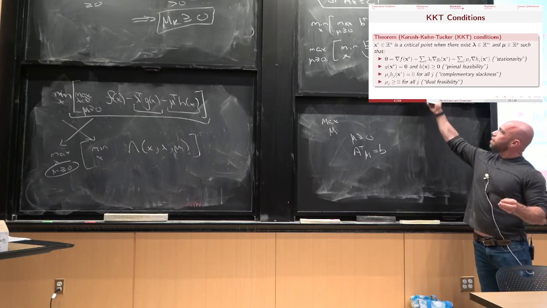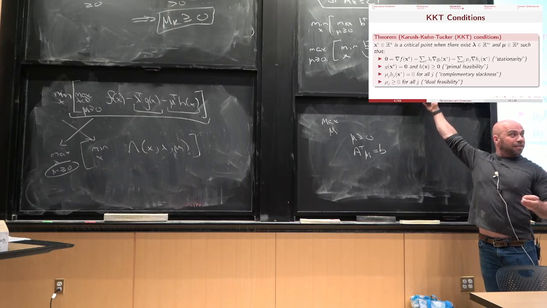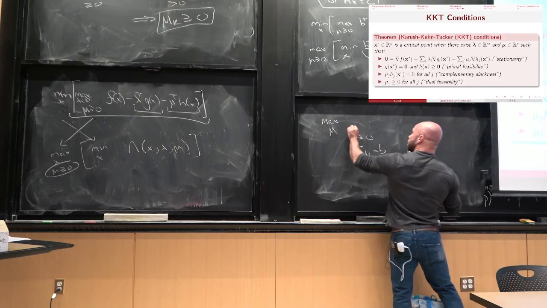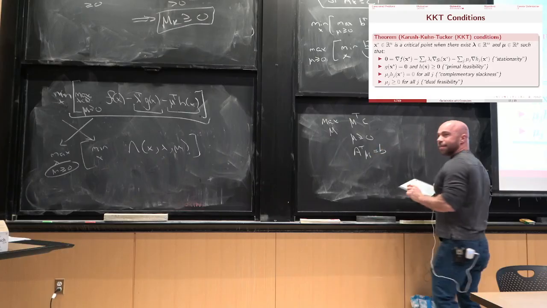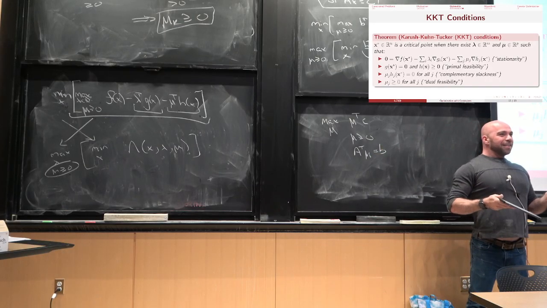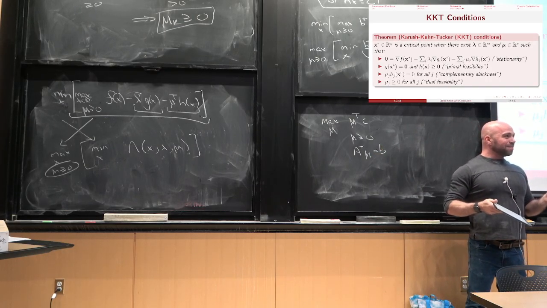Now the contribution of this term to the objective is 0. And what's left is mu dot product with C. And this is what we call the dual of the linear program.